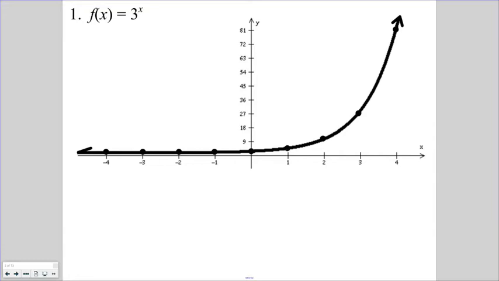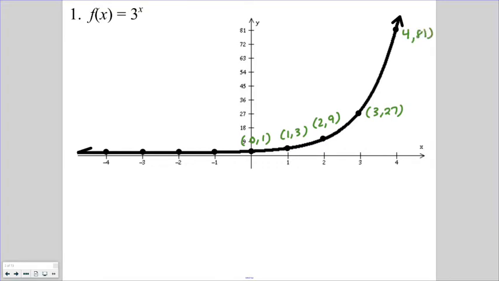I just want to identify the ordered pairs, and then we'll talk about the asymptote and the shape of what an exponential function looks like. So if we're looking at 3 to the power of x, I'll start right in the middle. This is 0, 1. If I plug in 0 for x, we're going to get 1. And then this is 1, 3. This is going to be 2, 9. This is 3, 27. This is 4, 81.